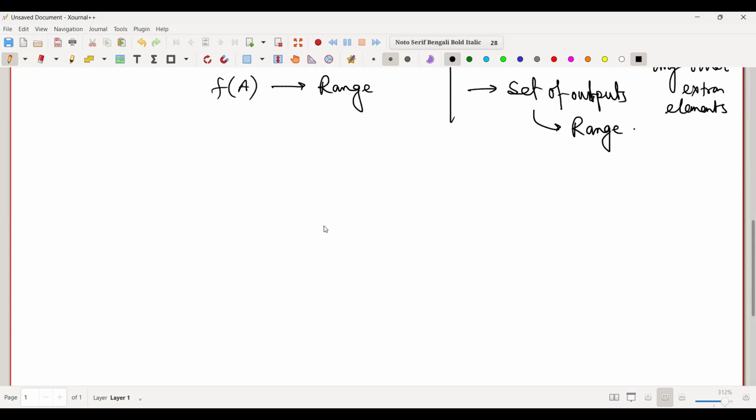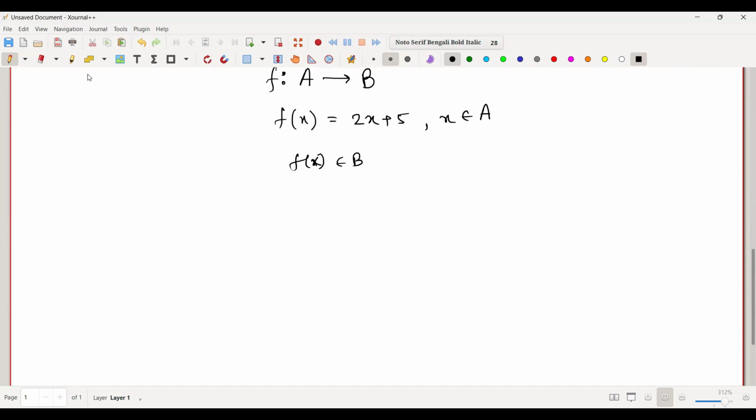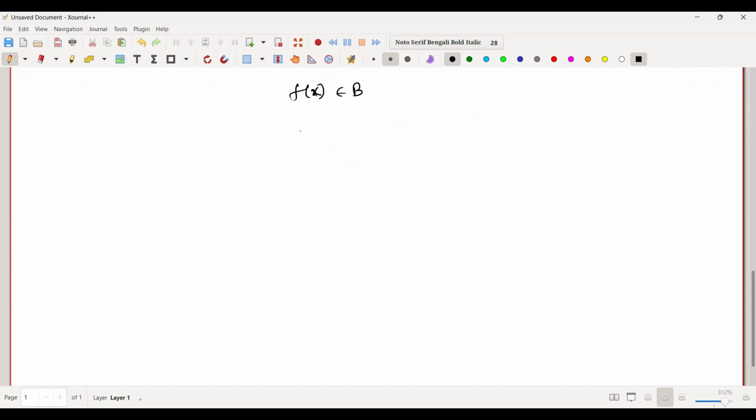So for a function we denote it like this: f from A to B, and then define the function f(x) = 2x + 5. This is a function. Clearly x is from A and f(x) belongs to B. Okay, so this was part of class 11.